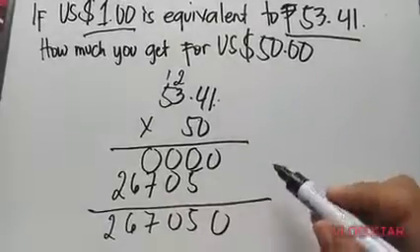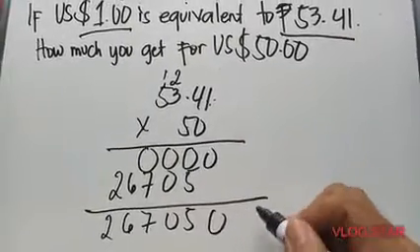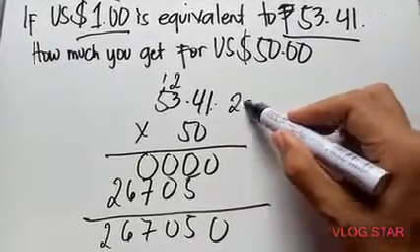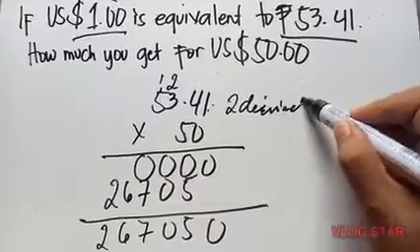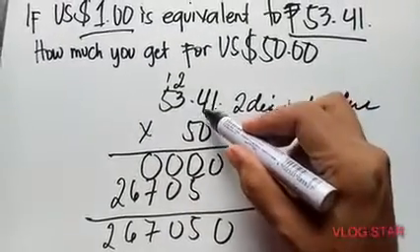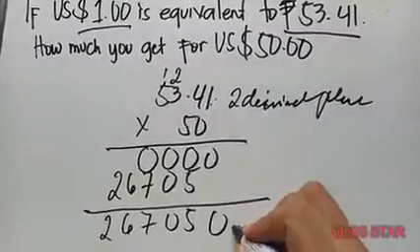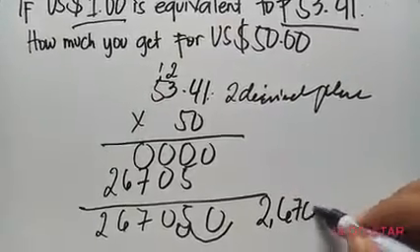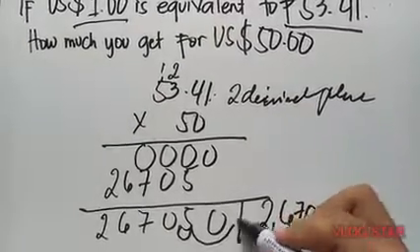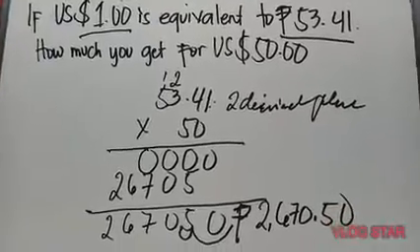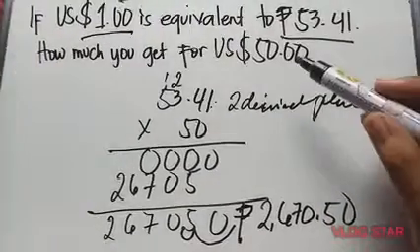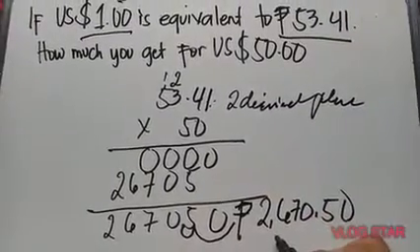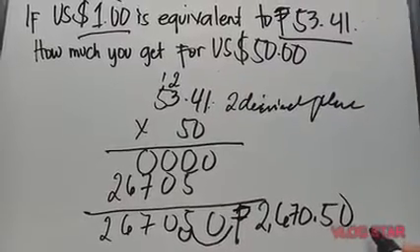So this is the product, but we have to consider the decimal places. So we have 2 decimal places, 1, 2. Okay, so just move the decimal place, 1, 2. It means that the value of $50 US dollars in pesos is 2,670.50.